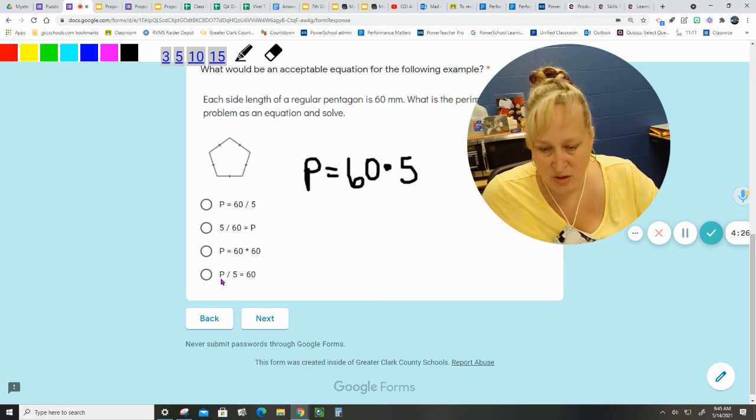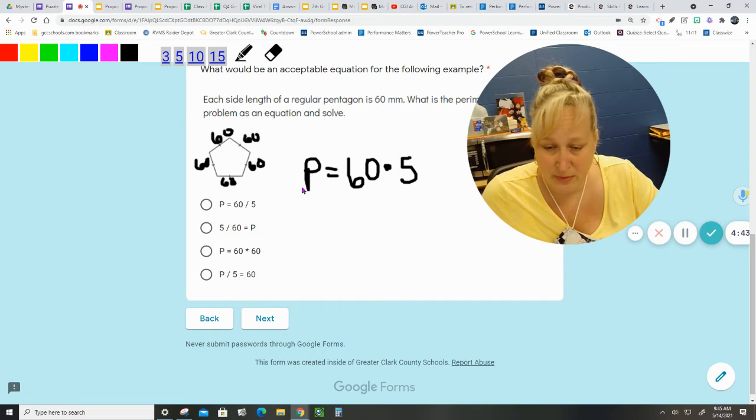What it wants to know, and see, this is how I would have written it. 5 times the 60, which is the side length. So you'll notice that there's 60 5 times because there's 60 along at each one. They're congruent. So 60 times 5 is the perimeter.